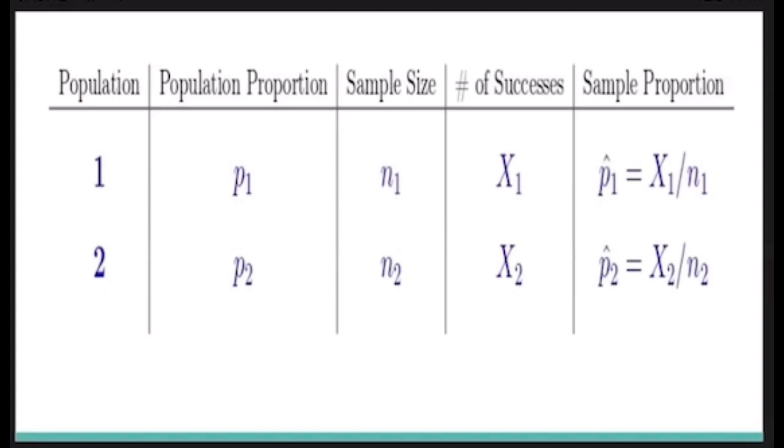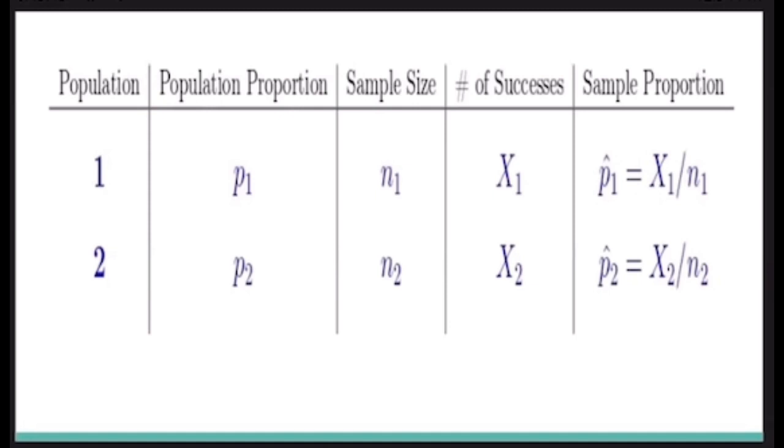Then when we take a sample from the two populations, in each sample we're going to count the number of successes. What do I mean by number of successes? The number of successes here means the number of the characteristics of interest. Like, I'm talking about Minnesotans and Wisconsinites. I took a sample of Minnesotans and a sample of Wisconsinites, and X1 is going to be the number of people that own guns in my sample. X2 is going to be the number of people that own guns in my sample from Wisconsin.